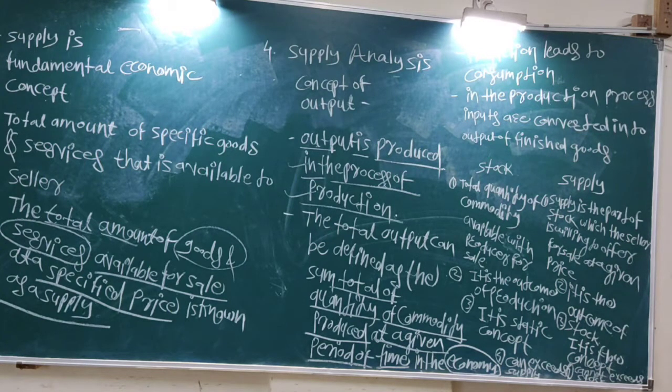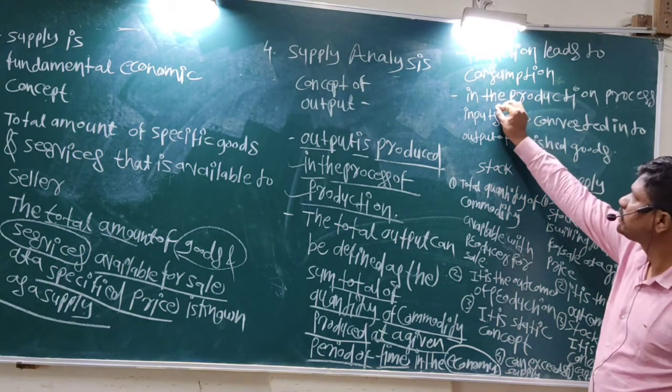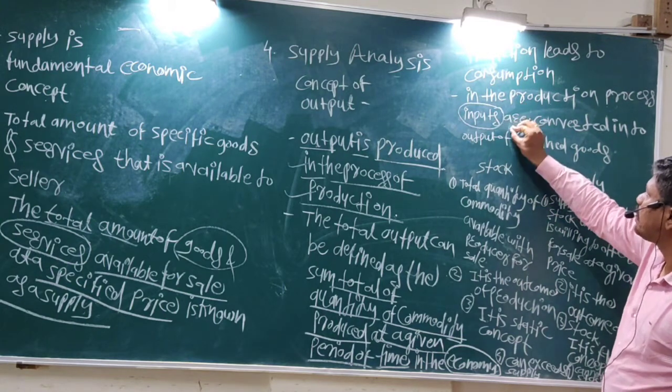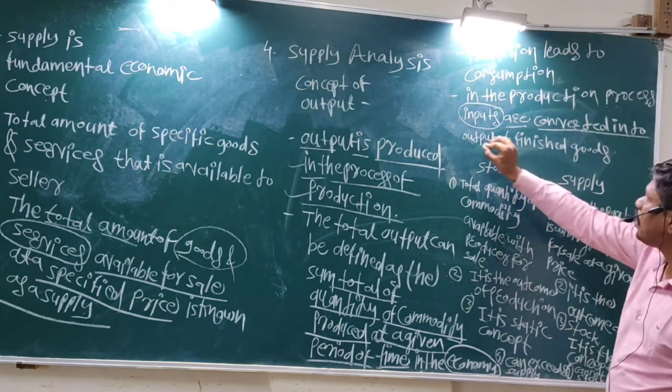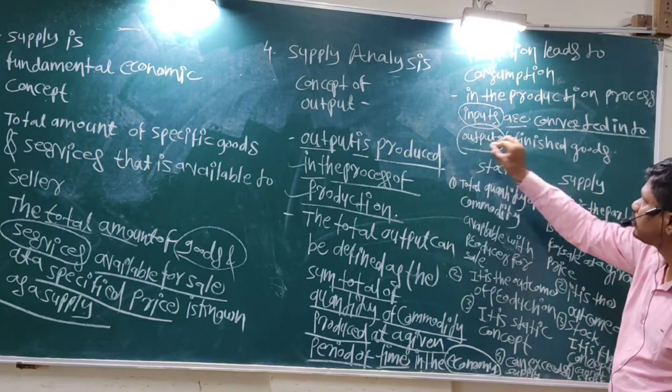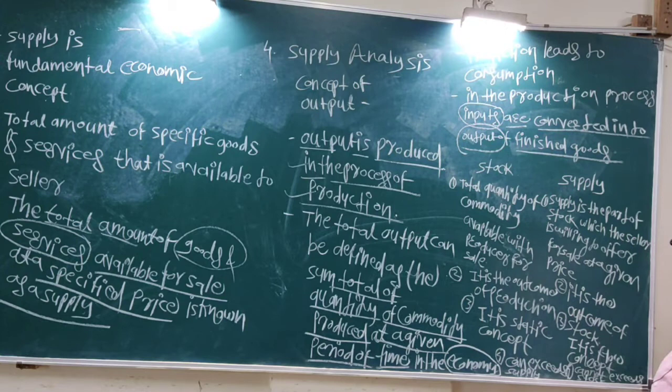Next, production leads to consumption. In the production process, inputs are converted into output of finished goods. That is the output of the production process, or finished goods, which is available to the seller as a stock for selling purposes.